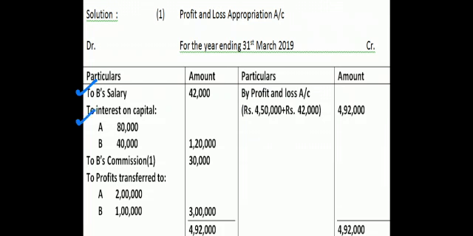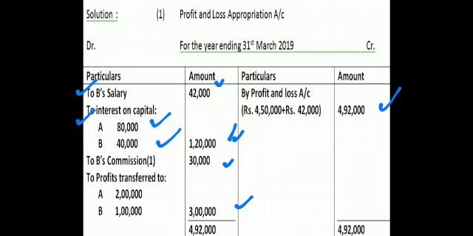Then interest on capital, as we calculated, was 8% of 10 lakh and 8% of 5 lakh: 80,000 and 40,000. In all, the final amount transferred is 1,20,000. Then comes B's commission. For that we will be seeing the working note, to find out how it has been calculated. The amount is 30,000. Afterwards, we deducted 42,000 plus 1,20,000 plus 30,000 from 4,92,000 to get rupees 3 lakh.